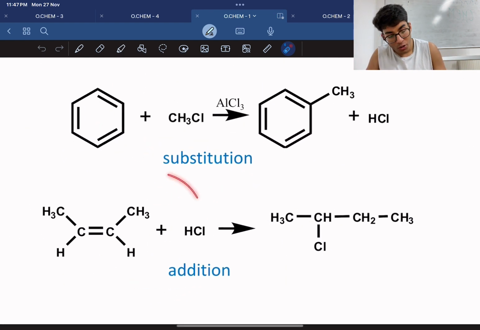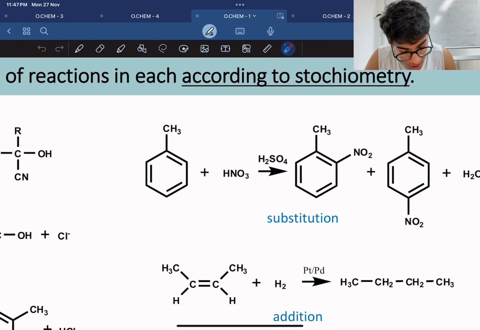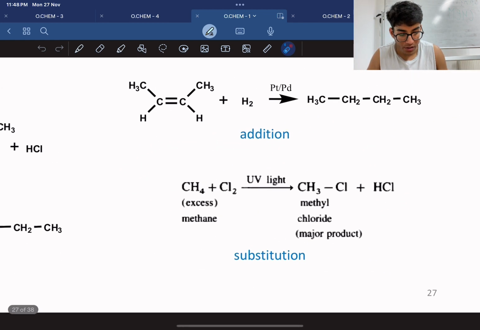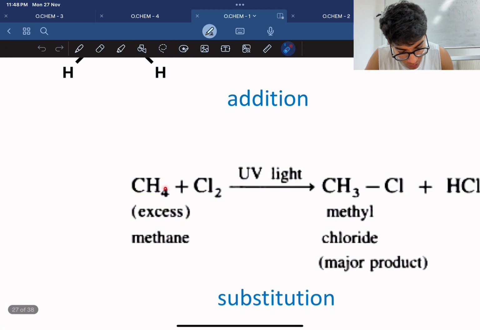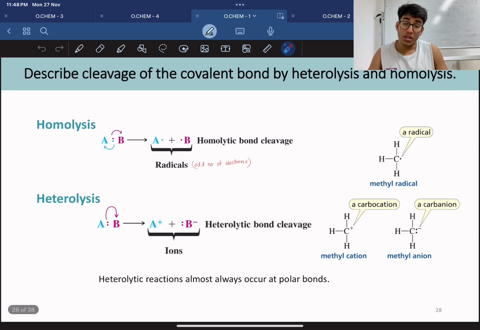Now, two things become one, addition. Simple. Substitution, how? There is an H over here which was replaced by NO2, substitution. Addition, two things become one. Substitution over here as well. Why? Because you can see in CH4, one of the four H has been replaced by a Cl. So that's why. It's pretty simple, I hope. Now, what's cleavage?